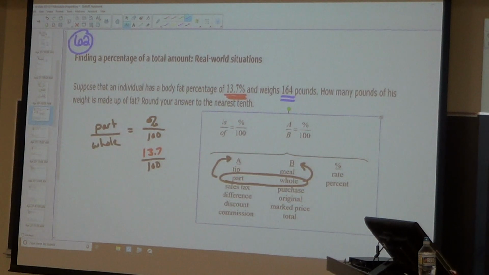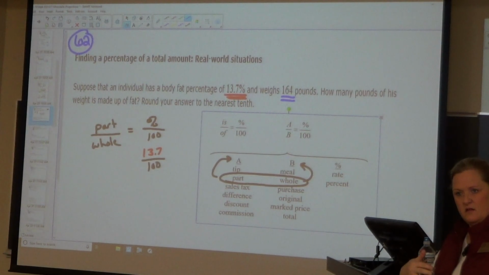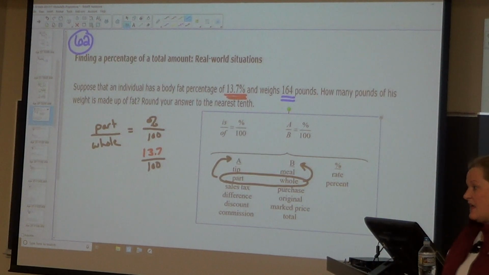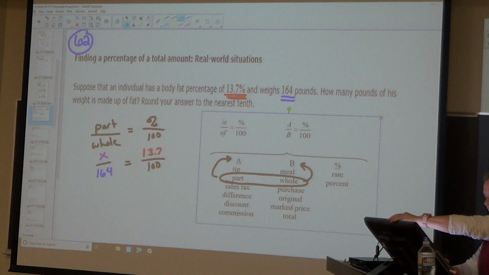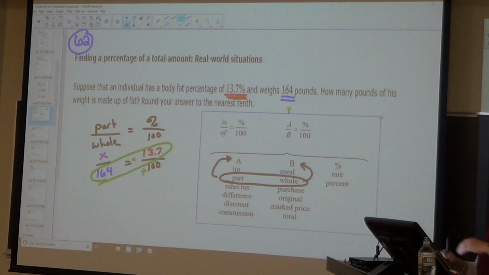164 pounds, does that represent part of his body or his whole body? That's his whole body. So 164 represents his whole body. We want to know what part of his body is fat. Now we cross multiply. Multiply the two numbers that are diagonally across and divide by the loner.